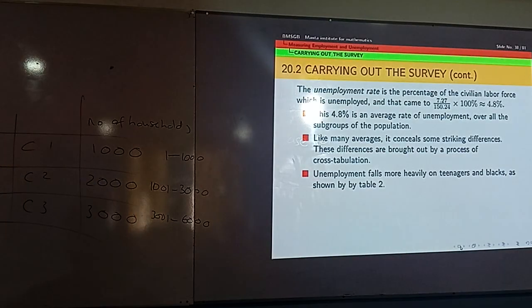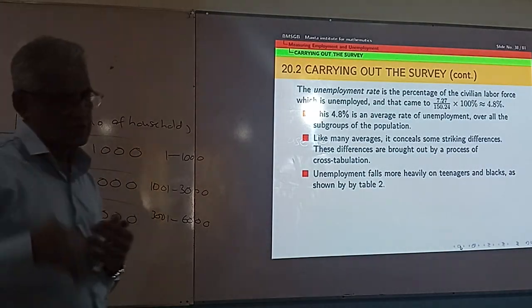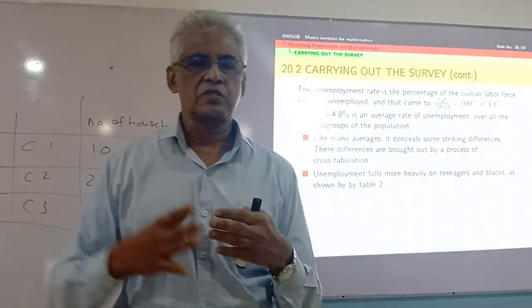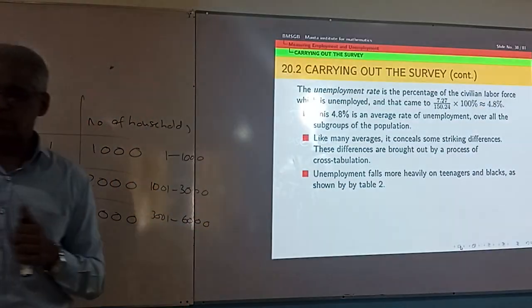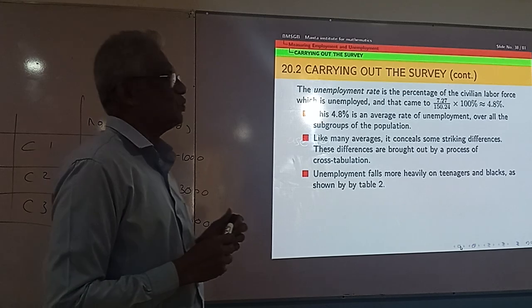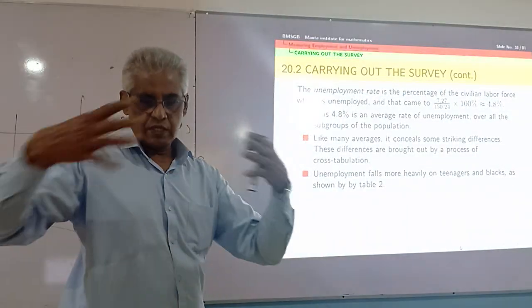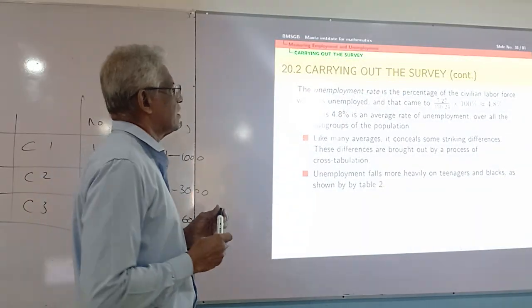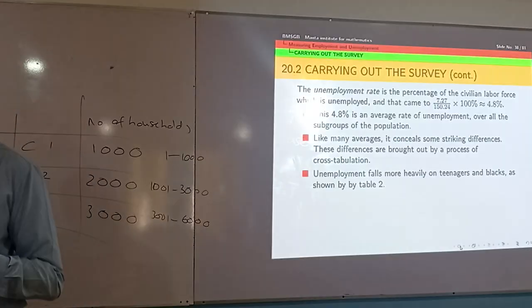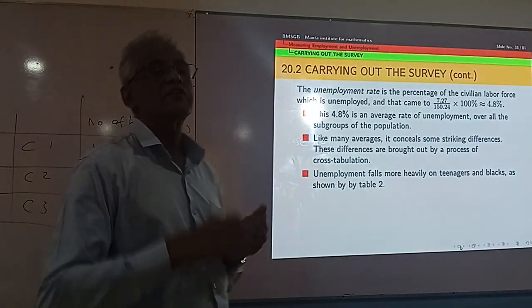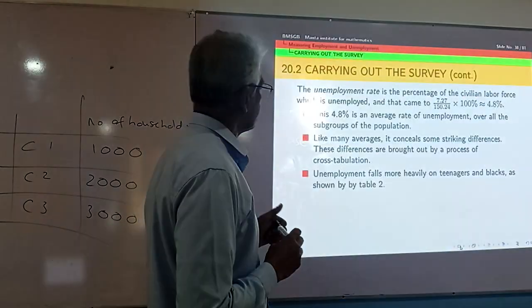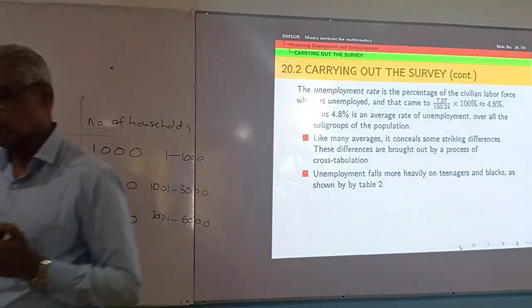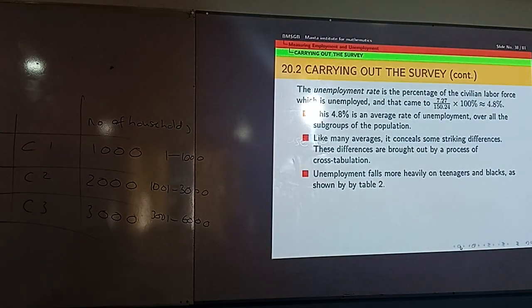But if you go to finer subgroups, there will be quite different numbers coming from different states, different people groups, and so on. Usually they publish these data in finer subgroups also. From that we can see what differences exist in different areas and different people groups. But overall, 4.8% unemployed according to this survey.